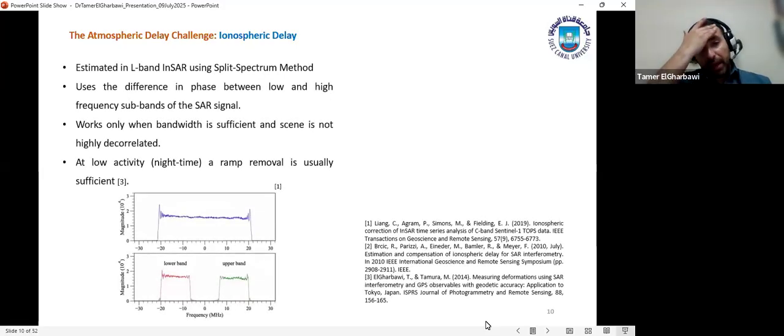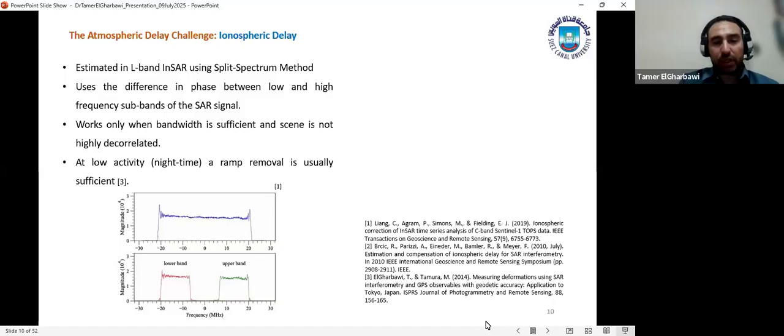So for the L band, we have many researchers. The main thing is actually the split spectrum method, which was adopted from the GNSS processing or the GPS processing, because the GPS has two frequencies, L1 and L2, and by exploiting that the ionospheric delay depends on the frequency, we can do what we call an ionospheric free signal.